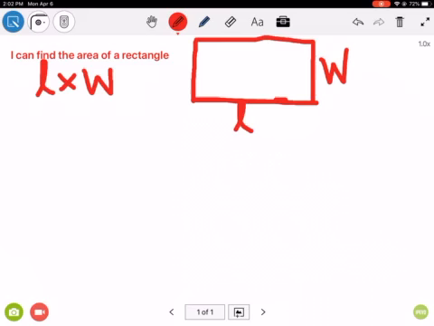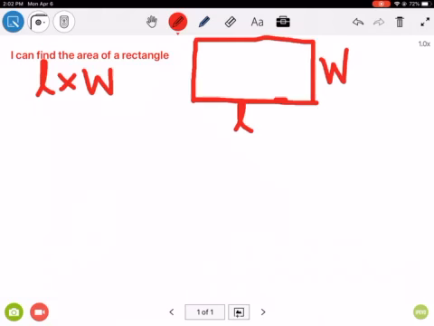So today we are going to be using fractions. Each side of the rectangle is going to be a fraction. We found area of a rectangle in previous years just by using whole numbers. So let's try that example first, and then we'll move on to thinking about fractions.